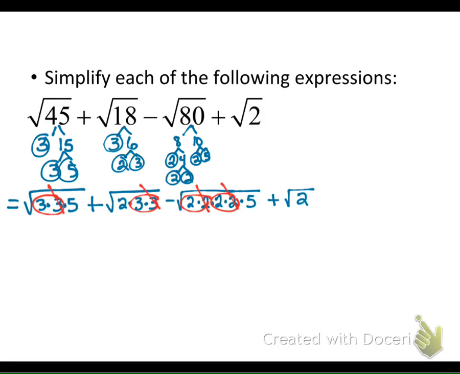Okay, so now I circle my pairs. I cancel each pair with the square root. Because square and square root are inverse operations, that cancels and moves to the coefficient. So when I rewrite the square root of 45 in simplest form, what's my coefficient? 3 square root 5. Bring down my operation sign.